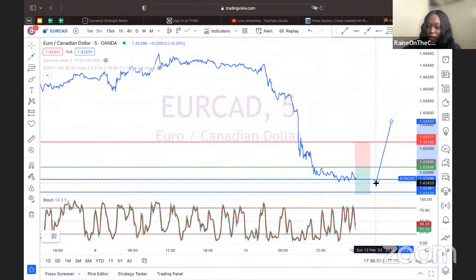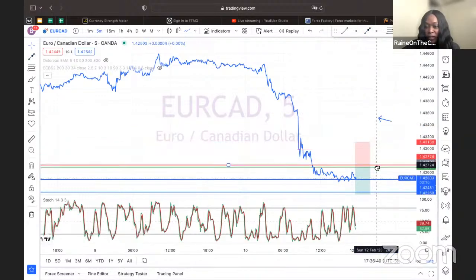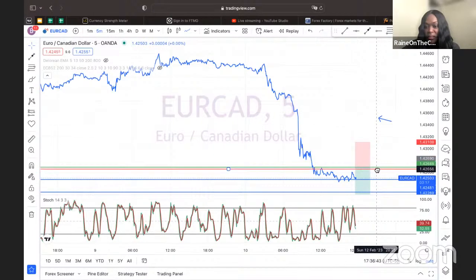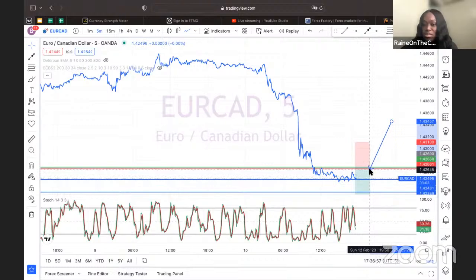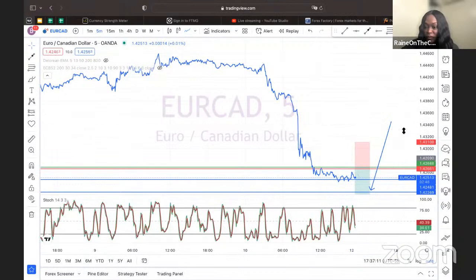When you take your partial profit, now you're going to move your stop loss from here and place it a little bit below your entry. So now you're in a risk-free trade. If price pulls back and takes you out of the trade here, you didn't lose anything, but you made some money.